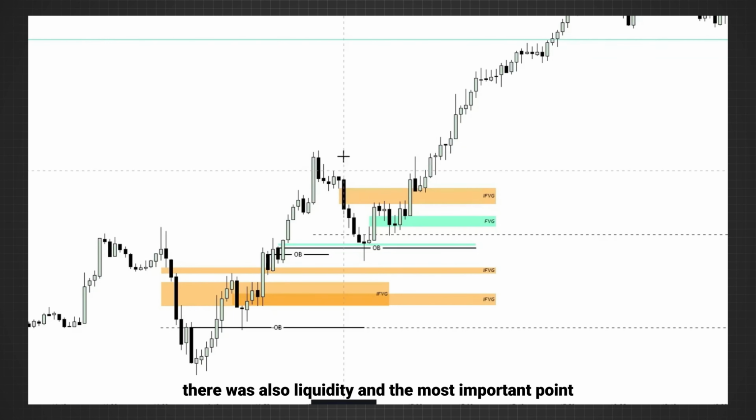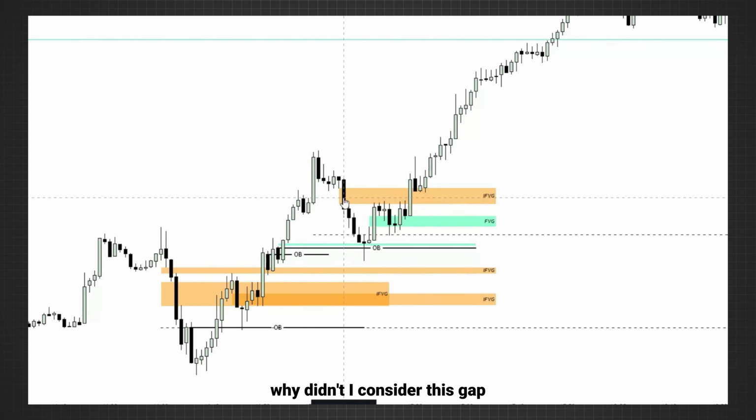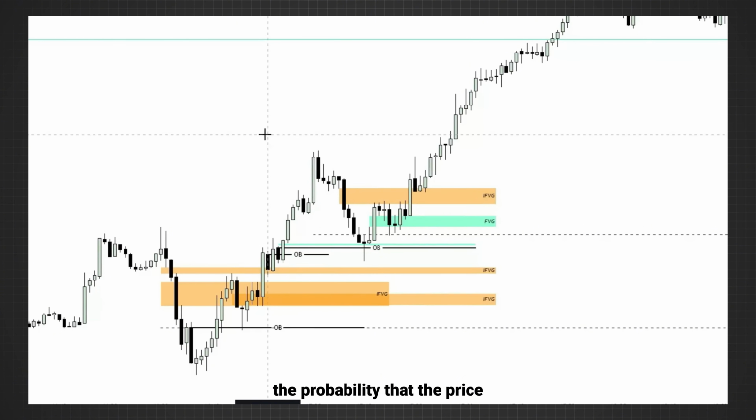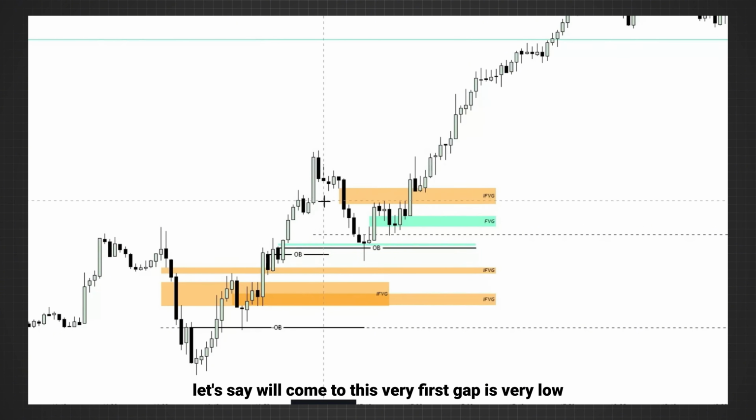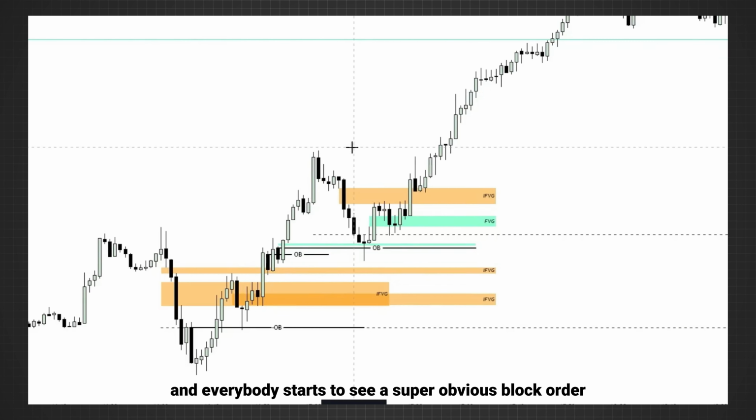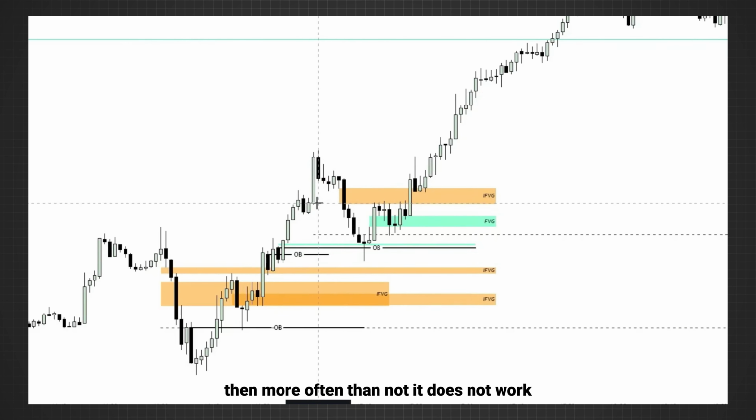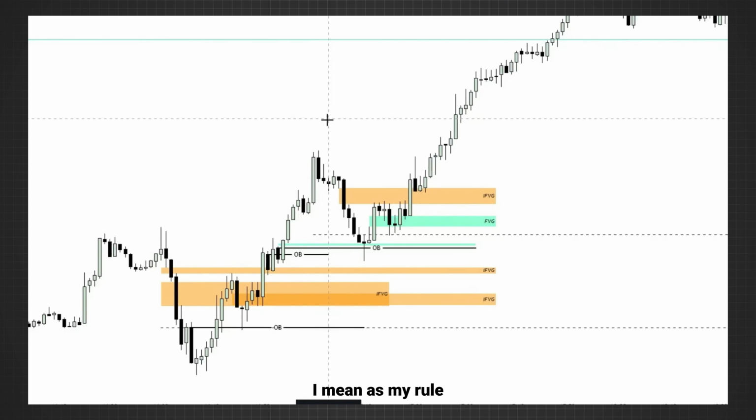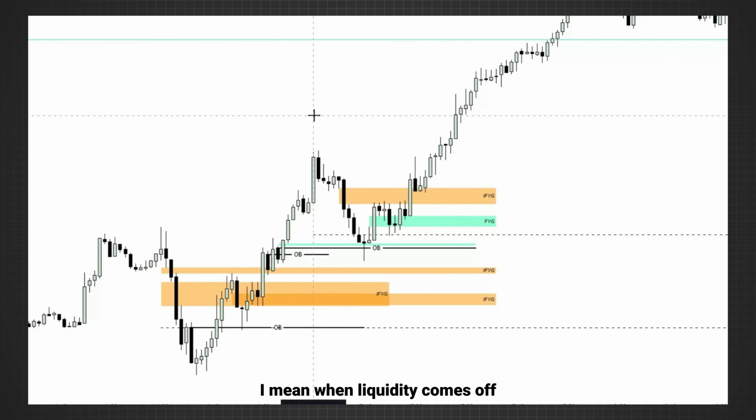And the most important point, why didn't I consider this gap? When liquidity is taken off, the probability that the price will come to this very first gap is very low. That is, when everybody has seen this growth and everybody starts to see a super obvious order block, then more often than not, it does not work. As my rule, when liquidity comes off, I don't re-enter right away. I need to see some degree of correction and then again see confirmation.